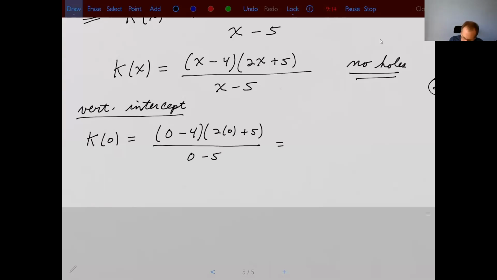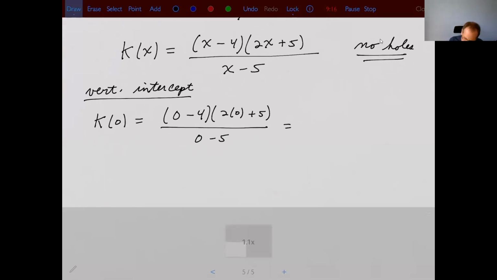Okay, so now if we work this out, 0 minus 4 is a negative 4. 2 times 0 is 0, and 0 plus 5 is 5. So negative 4 times positive 5 is negative 20. And then 0 minus 5 is a negative 5. And that simplifies to 4. So it looks like our vertical intercept is the ordered pair, the point (0, 4), right?